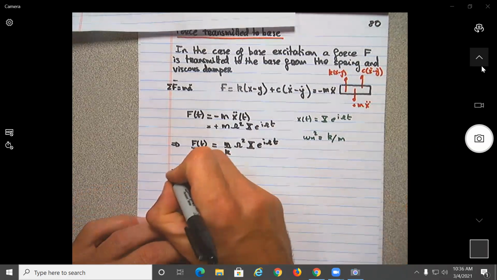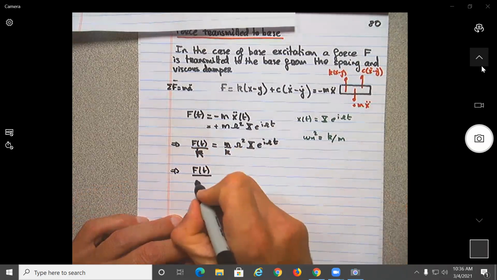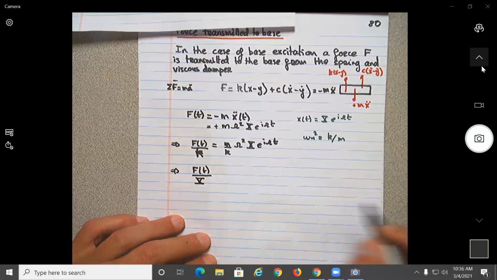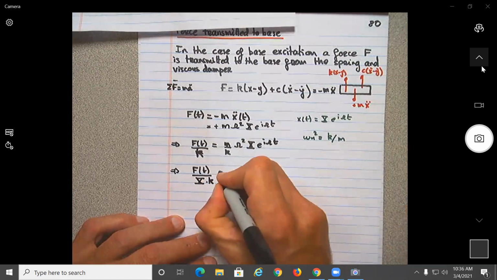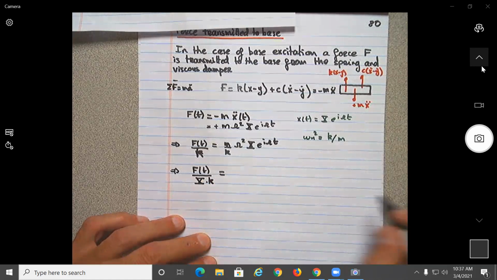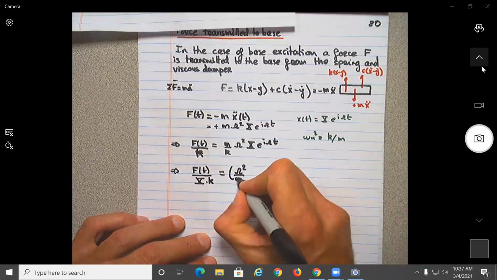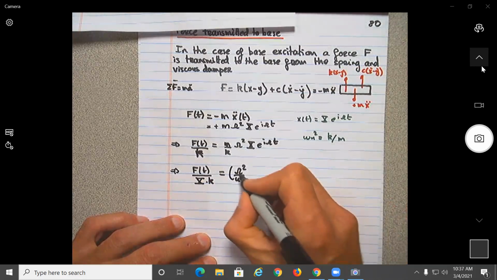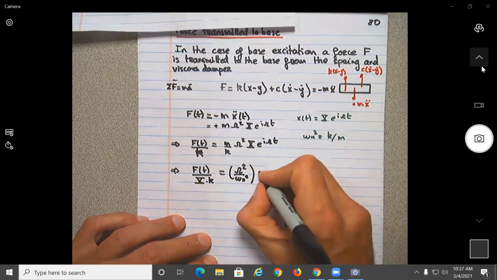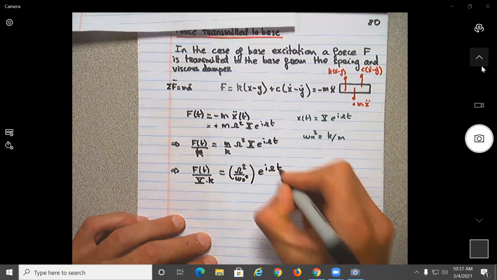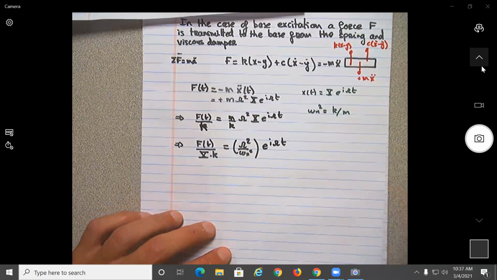So this will give you that f of t divided by the capital X times k will be equal to the ratio of the frequencies, capital omega over omega n, squared, e^(i omega t). Okay.